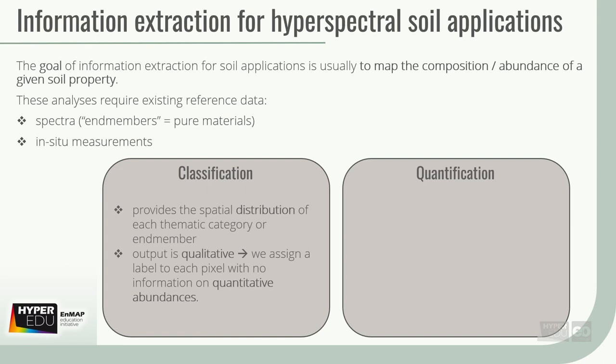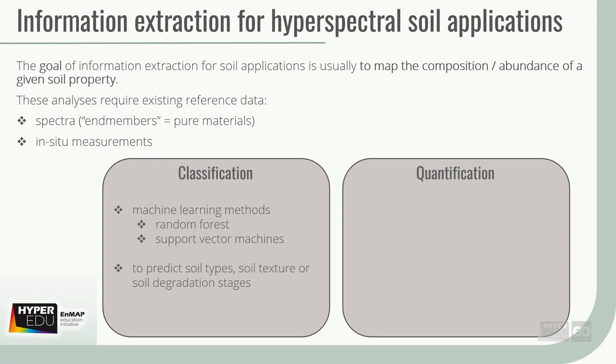In contrast to the classification approaches, quantification approaches offer information on the abundance of each specific soil property or each endmember. Now, don't get confused. The outcomes of the two approaches differ, but the methods to get to these outcomes are often very similar. Classification approaches most common in a hyperspectral soil context are, among others, machine learning methods such as random forest or support vector machines, for example, to predict soil types, soil texture, or soil degradation stages.